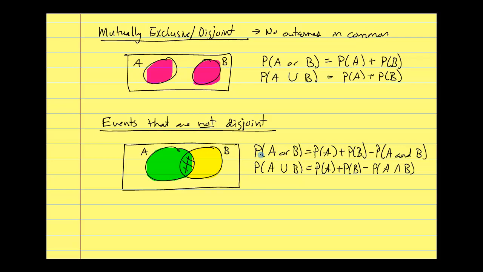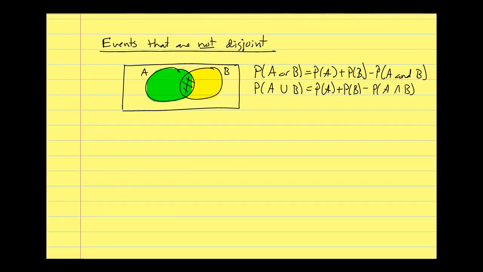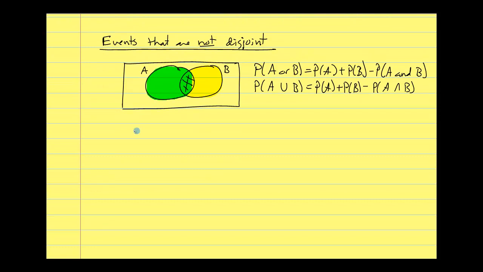Now for this formula, the probability of A or B, if I know, 1, 2, 3, 4, there's 4 parts to this formula. If I know 3 out of the 4 parts, I can solve for the 4th. So it's not just good for finding the probability of A or B, it's good for finding any of those parts that might be unknown. Let's go ahead and look at an example.